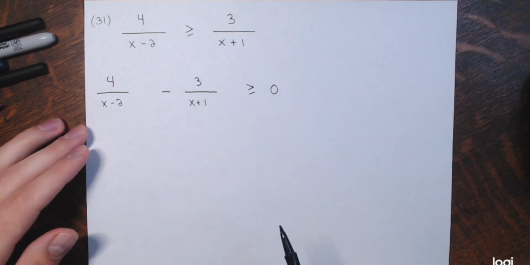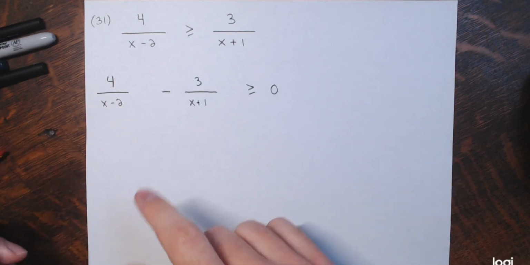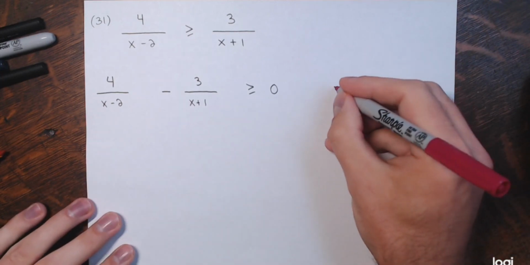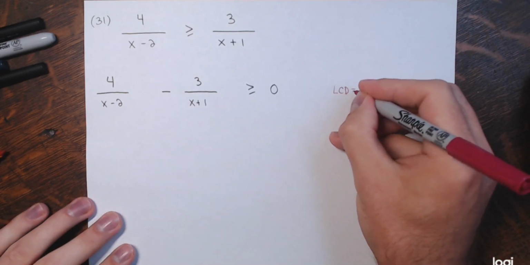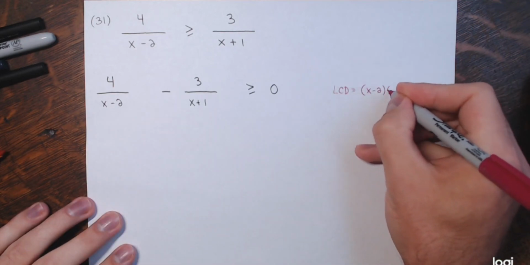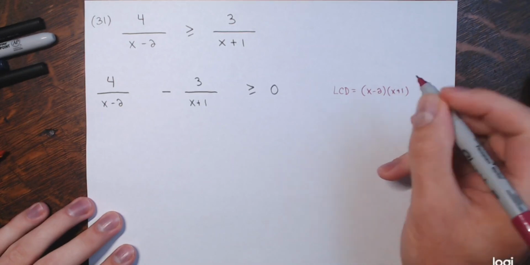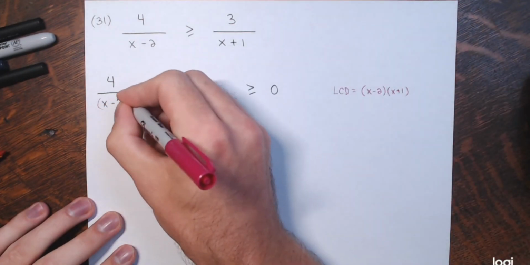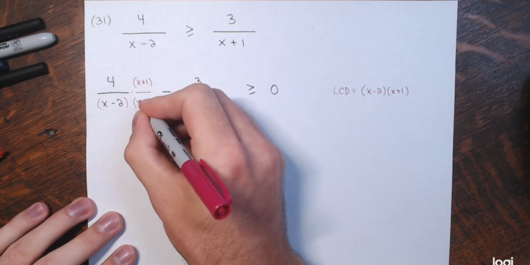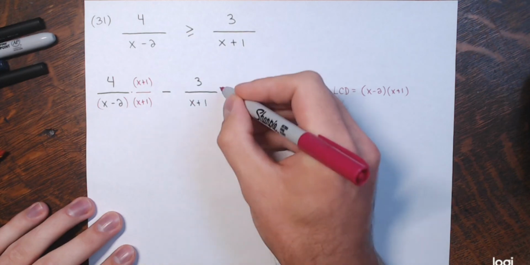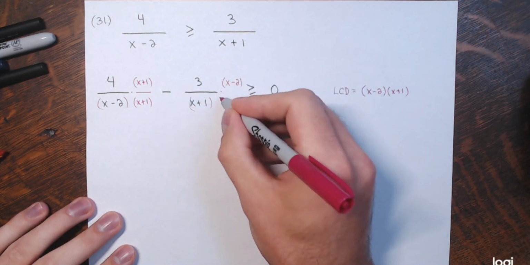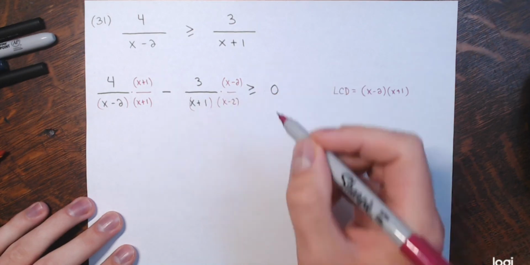So now I have a 0 on one side like I want, and then I'm going to do some subtraction. I want to get these to be a single fraction, so I need a common denominator. Now I'm hoping it's obvious what the LCD is here. It'll be x minus 2 times x plus 1. So for this first fraction, I need to multiply the numerator and denominator by the quantity x plus 1. And the second fraction, I'd need to multiply the numerator and denominator by the quantity x minus 2. I'm hoping that's obvious.